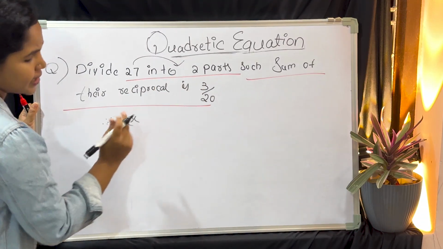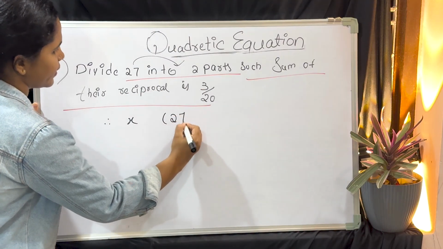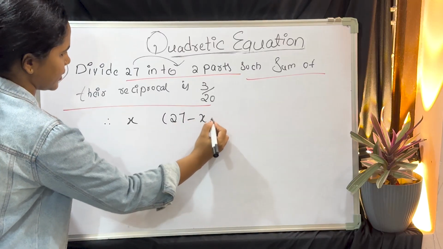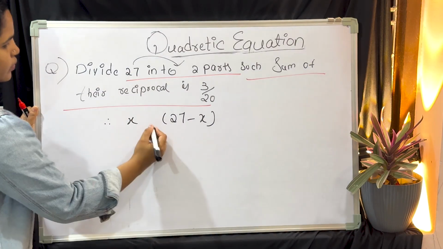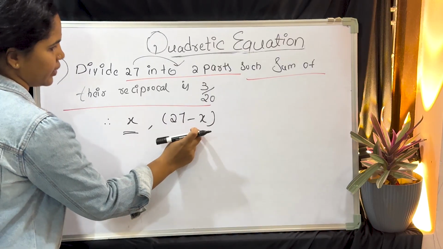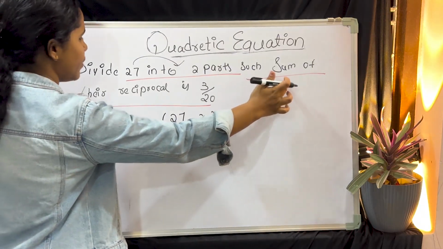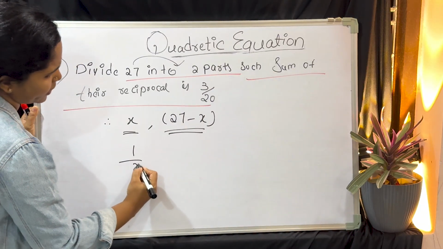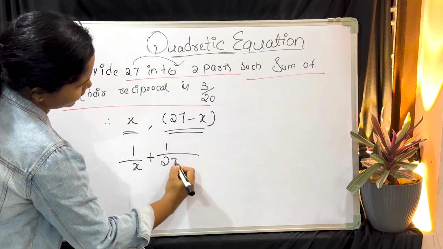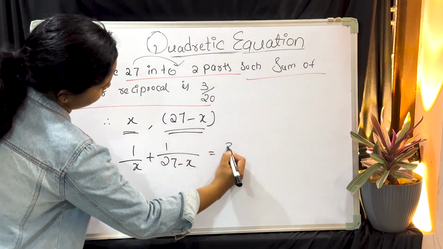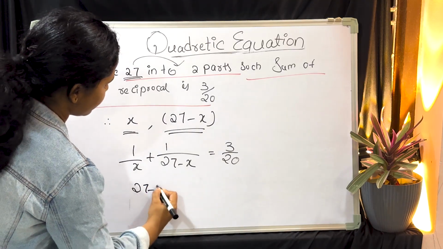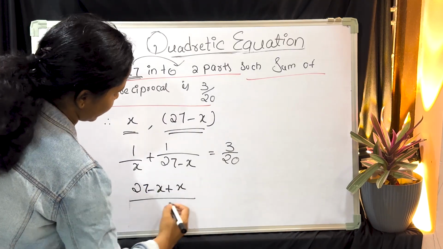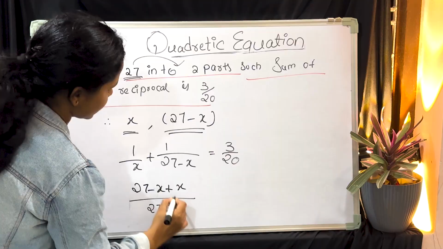Let's assume x is one part, and the other part is 27 minus x, okay? Because we don't know the value of either part, we take one value as x and subtract it from 27. Then the sum of their reciprocals means 1 by x plus 1 by 27 minus x is 3 by 20. This is the question. Observe, cross multiplication: 27 minus x plus x by x times 27 minus x.